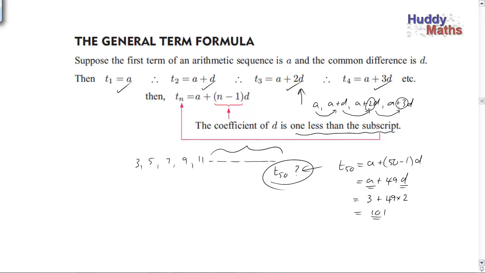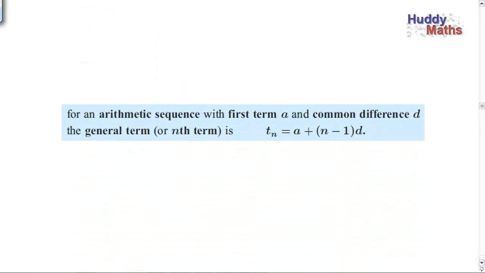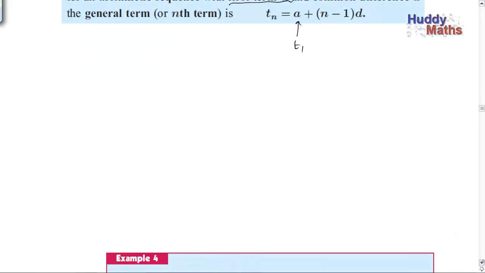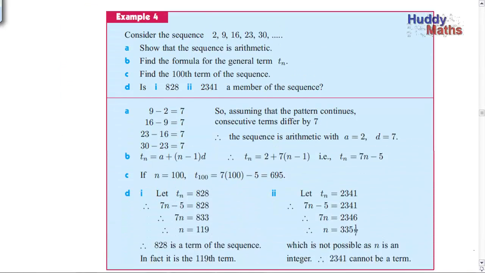All right, let's come down and we'll get the statement for that now. From Hayes, there it is. For an arithmetic sequence with first term A, and you can call the first term T1 if you want, I rather like that, and common difference D, the general term is that. Okay, so we can generate all the terms we like without putting the ones in between. We can miss a few and go right out to the T100 if you like. Okay, let's do some. So let's have a look at some examples now. So consider this sequence here. Show that the sequence is arithmetic. Okay, let's do that.